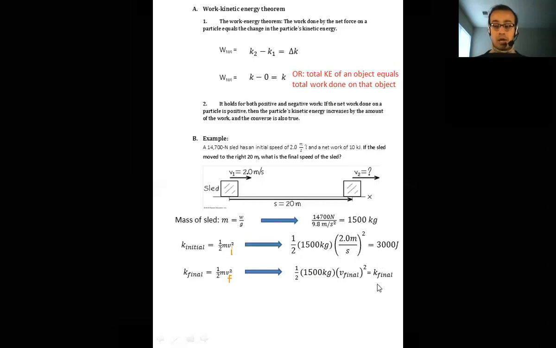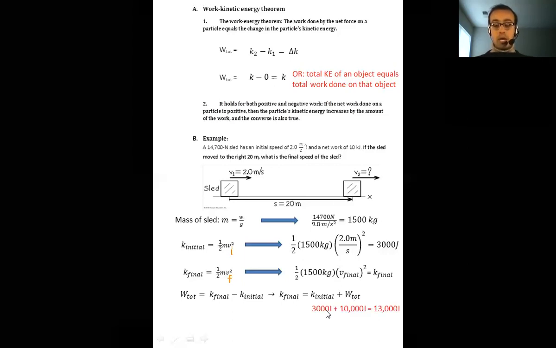equal to this final kinetic energy. Now all we have to do is solve for the final kinetic energy. What we can say is that the total amount of work in this system is equal to the final kinetic energy minus the initial kinetic energy, which we can rearrange to say that the final kinetic energy is equal to the initial kinetic energy plus the total amount of work.